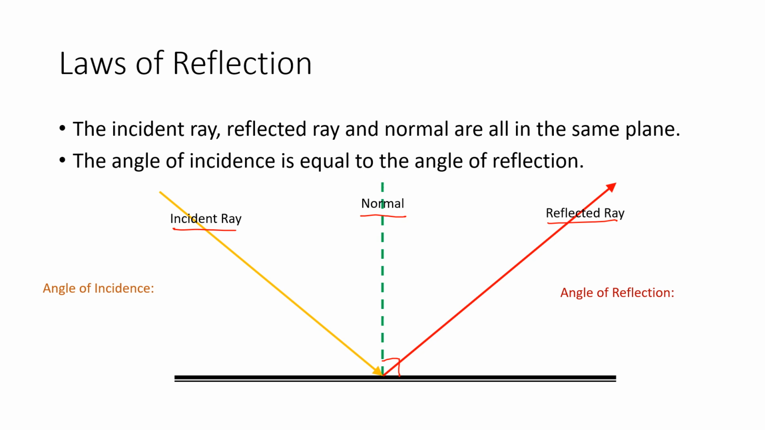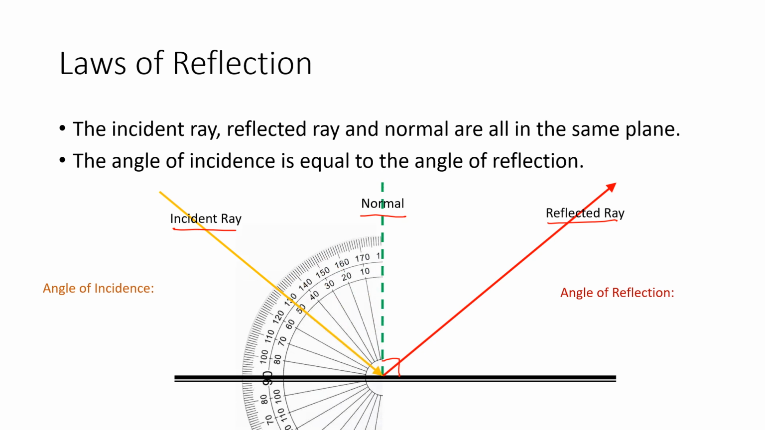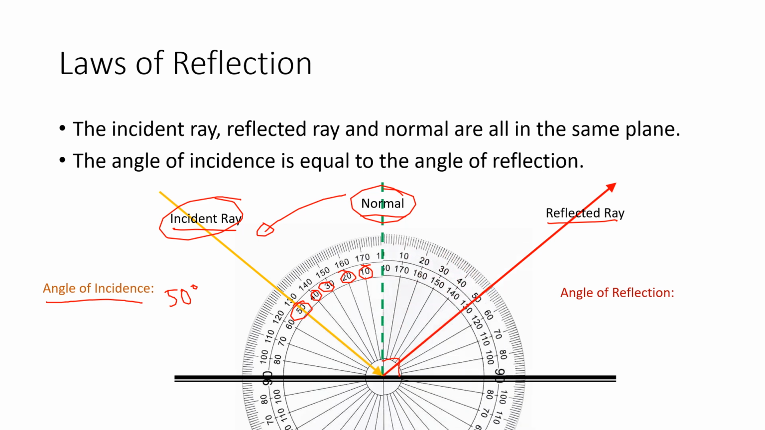The second law is when you measure the angle between the normal and the incident ray, that's called the angle of incidence. So if you measure from here, the normal, to the incident ray, so going this way, you'll see it's 10, 20, 30, 40, 50 degrees. So the angle of incidence, 50 degrees. And then if we do the same thing on the other side and measure the angle of the reflected ray, so that's from here over to here, it's also 10, 20, 30, 40, 50 degrees. And so the second law is that the angle of incidence, which is this, and the angle of reflection are always going to be equal in a plane mirror.